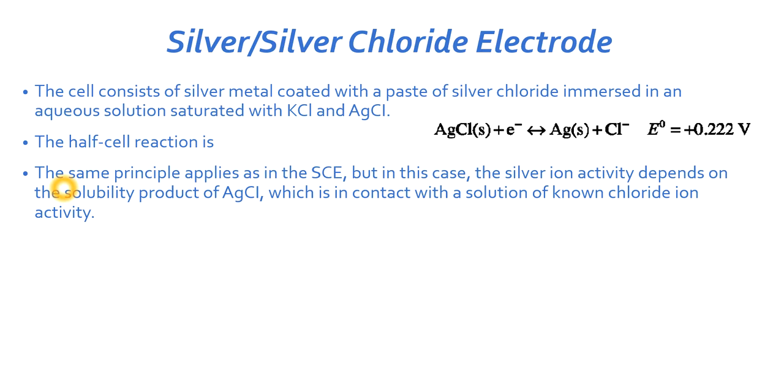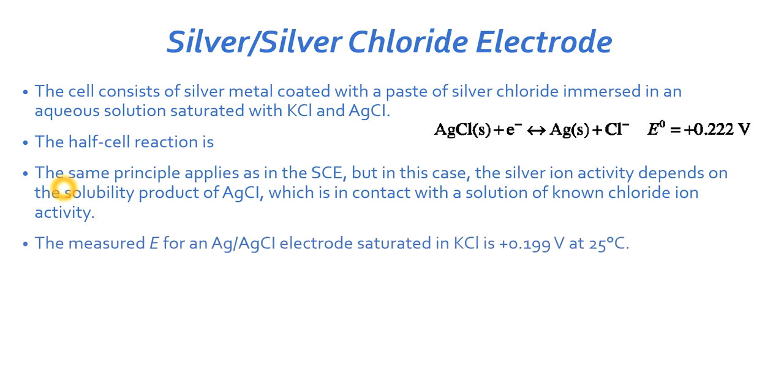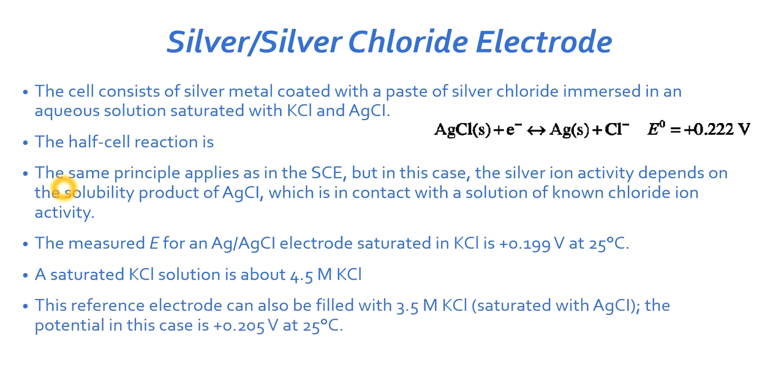The principle is similar to that of the calomel electrode. However, the concentration can vary. The concentration of potassium chloride may be 4.5 molar, and then the voltage is 0.19825. Even if the concentration is 3.5 molar, then the voltage is here. You can see.